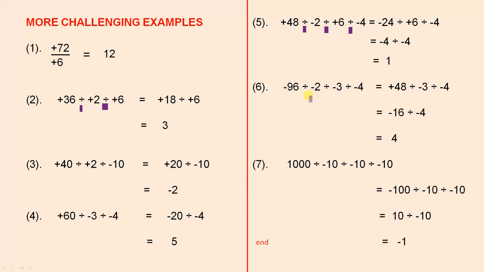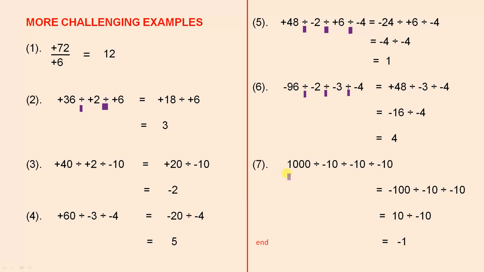The next example, again we have 4 integers. There are the operations here. So we work from left to right. Minus 96 divided by minus 2 is plus 48. Because minus divided by minus gives you a plus. Plus 48 divided by minus 3 is minus 16, because plus divided by minus is minus. And minus 16 divided by minus 4 gives you 4, because minus divided by minus is plus.